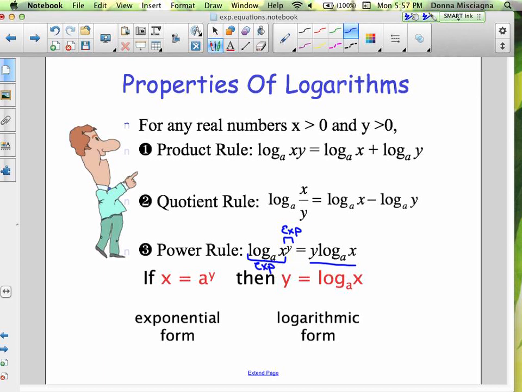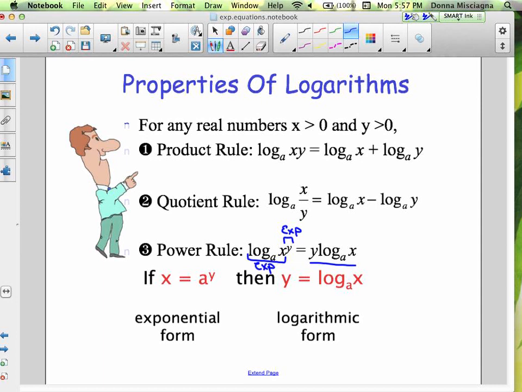When we multiply bases raised to a power, we add the exponents. That's why we have our product rule. When we divide like bases raised to a power, we subtract the exponents. That's why we have our quotient rule. And when we raise a power to a power, we multiply exponents, and that's why we have our power rule.